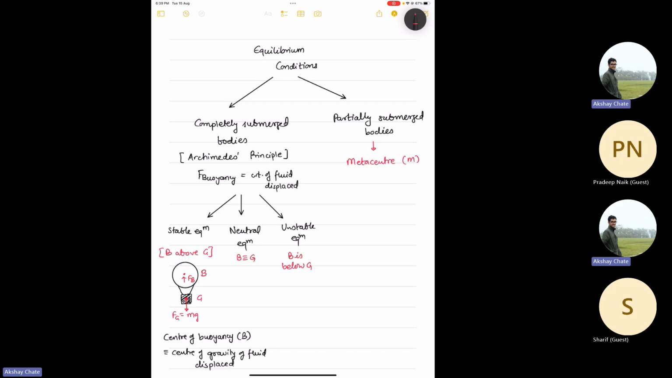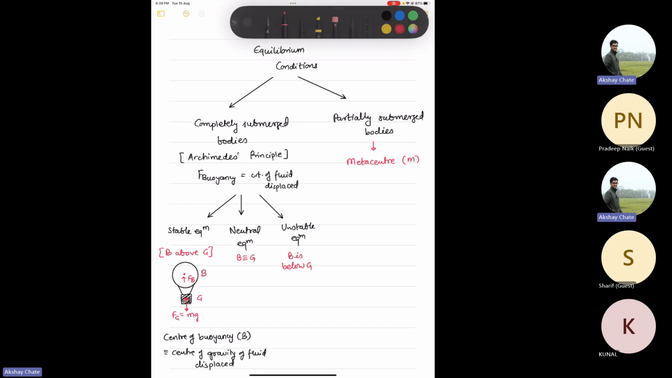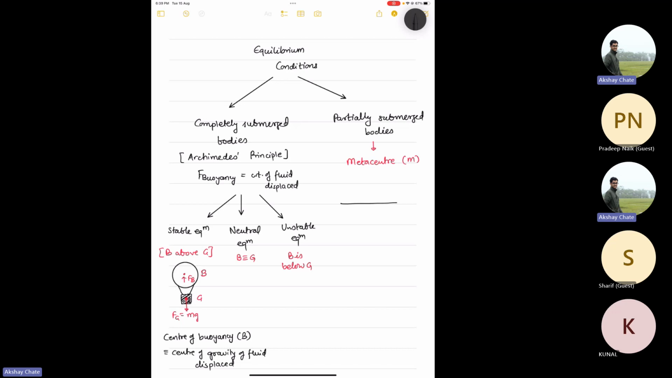So the metacenter is the point of intersection of the buoyant force and the centroidal axis when there is a slight deviation. For example, let's say we have some body which is partially floating in a liquid, something like this. So this is your liquid surface.